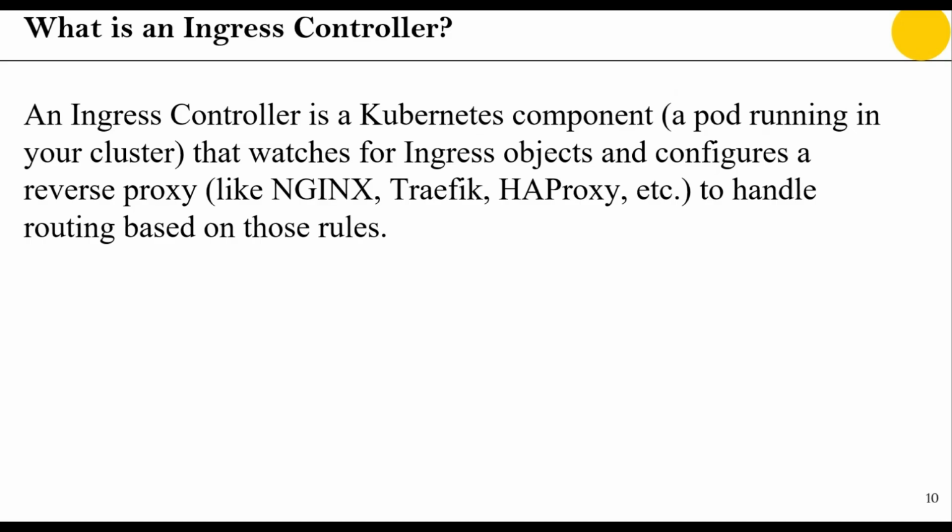So to be specific, an Ingress controller is a Kubernetes component. So it is a part of the Kubernetes cluster. Technically, it is a pod which is running in our cluster. And this Ingress controller will always watch our Kubernetes objects, typically we call them Ingress objects, and configures a reverse proxy by using reverse proxy tools such as Nginx, Traefik, and HAProxy. And there are multiple other things which is going to handle routing based on these rules.